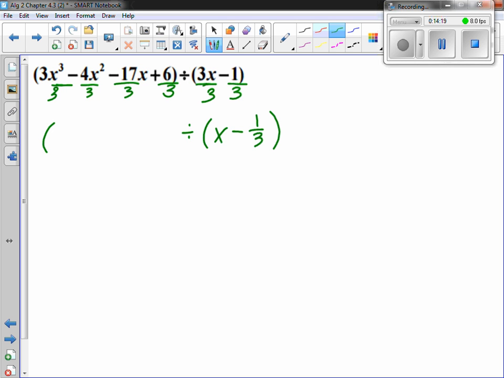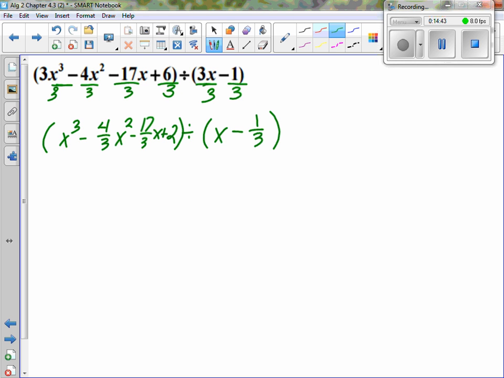Well, 3x cubed divided by 3 would just be x cubed. Well, 4 does not divide by 3. 17 does not divide by 3. But 6 would do 2. If I remember correctly, there's not going to be one of these on your homework assignments. They don't bring these up. Just kind of like with long division, they don't bring up the fact that the first term doesn't go into a number evenly.